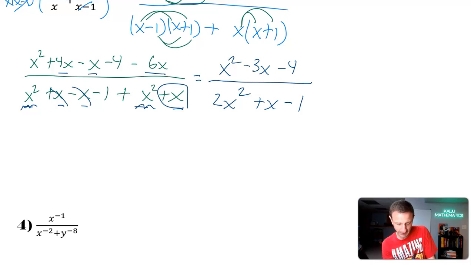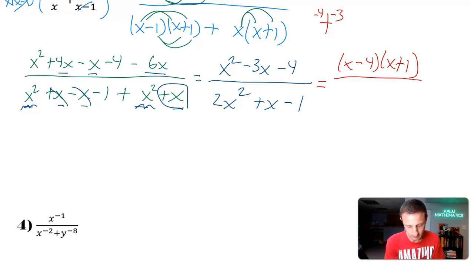On the top, I could factor that. That's two numbers that multiply to negative 4 and add up to negative 3. That's going to be x minus 4 times x plus 1. So that factors. What about the bottom? So let's see, two numbers that multiply to negative 2 and add up to 1 is going to be 2 times negative 1.